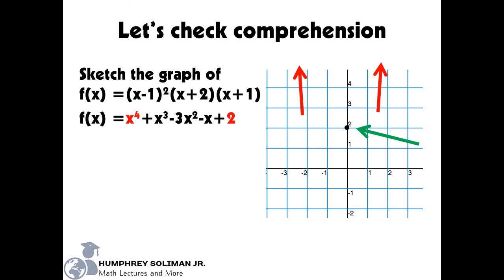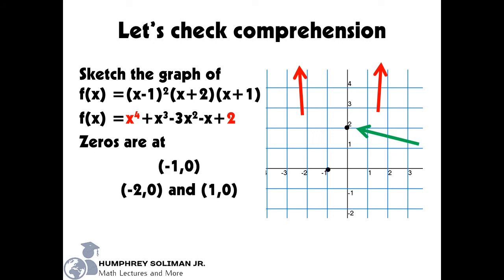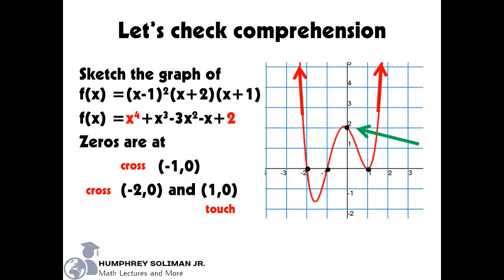Now, from the factored form of the polynomial, we can get the values of our zeros: -1, -2, and +1. According to the multiplicity of the zeros, 1 has even multiplicity, so the graph touches the x-axis at 1. And -1 and -2 have odd multiplicity, so the graph crosses at -1 and -2. So our graph will look like this.